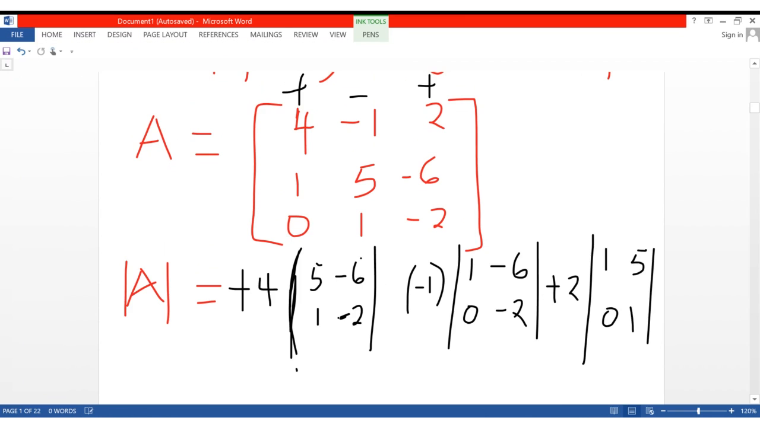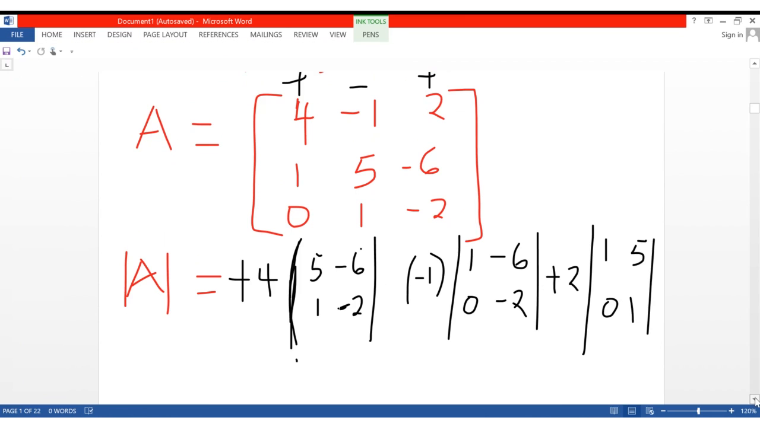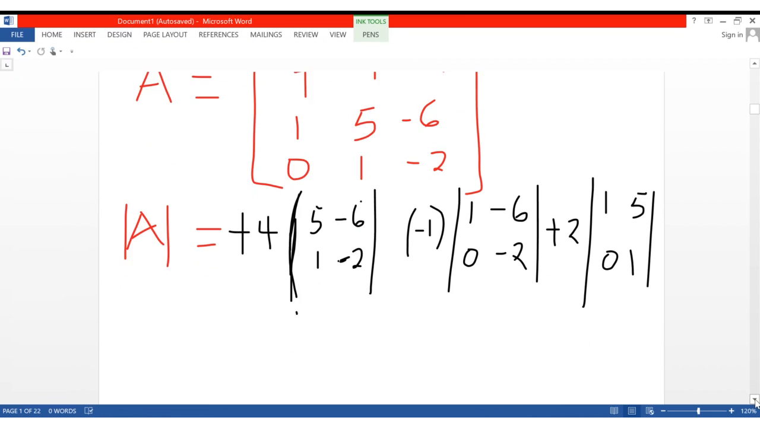So it's a matter of now opening up. We open up. So basically for 3 by 3, we are reducing to a 2 by 2 determinant to make our work easier. So that is a 4.